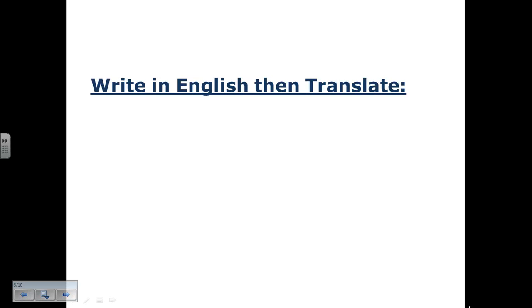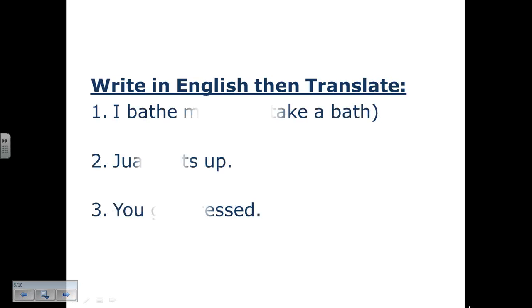Alright, let's see how you do so far. I would like for you to write these 3 sentences in English, and then go ahead and give me the translation. So go ahead and hit pause, and do so now.